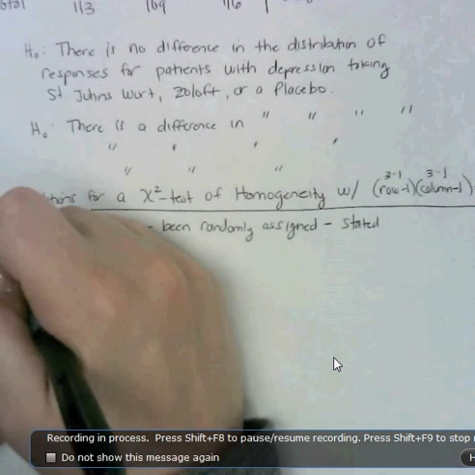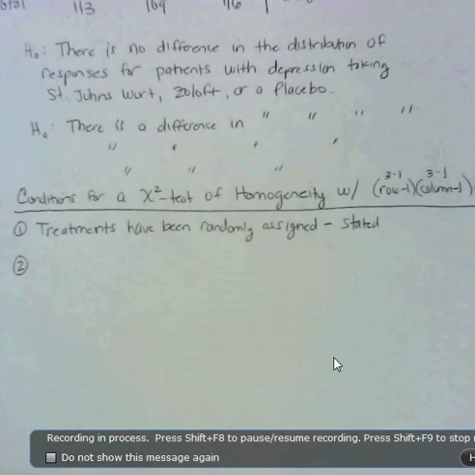Okay, now number 2 is, normally we have to check, is the population greater than 10 times n? But we only check that if they are sampling without replacement. Well, we're not sampling here. We already have these people, so we don't actually have to write that.